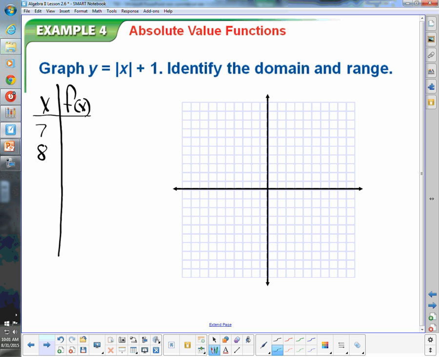Okay, well, this should be enough to get the pattern going, hopefully. Okay? If I use 7 for x, what's the absolute value of 7, plus 1? If I use 8 for x, what's the absolute value of 8, plus 1? And what do you think would be here for 9? Yeah. Now, once you get enough numbers there, you'll see a pattern. Let's throw these things on the graph.